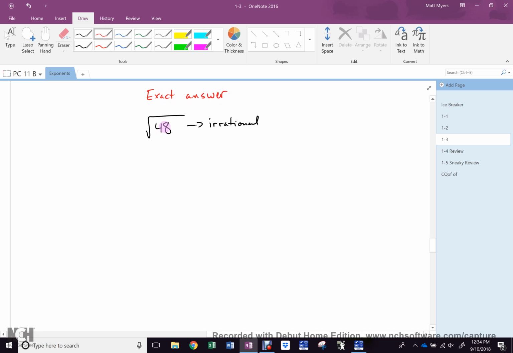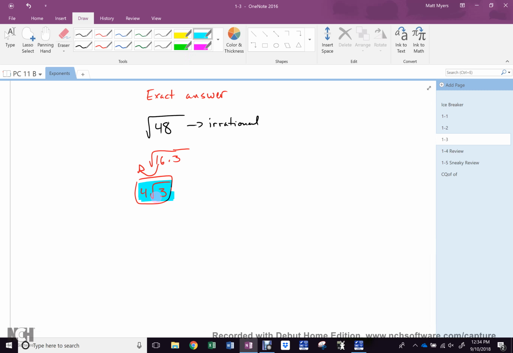it's this simplified. And you simplify that by breaking it down. That is 16 times 3. Everybody agree? 16 times 3 is 48. What is the square root of 16? 4. So we bring a 4 out and we leave the 3 under there. Does everybody remember that? This is what we do in math class. That's what I'm looking for.